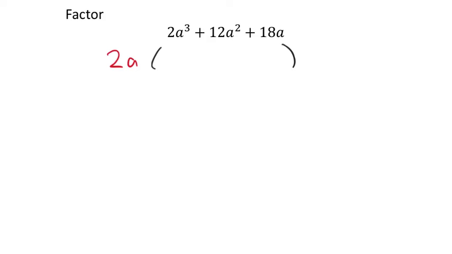Well, the first term there, 2a cubed, we factored out the 2, and from the a cubed, we factored out one of those a's, so now it's a squared. Then from positive 12, we factored out 2, so 12 divided by 2 is 6. The a squared, we factored out one of the a's, so we just have an individual a left. And then the plus 18a, 18 divided by 2 is 9. And then we factored out that individual a right there. So this is what we got. And so the 2a is factored out.